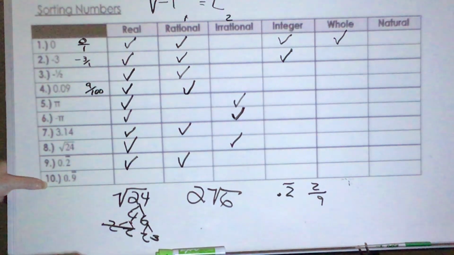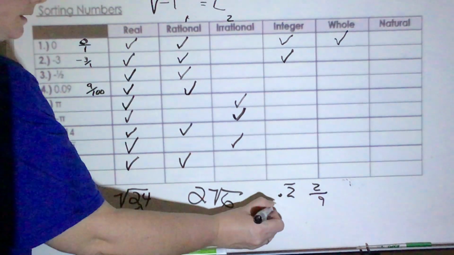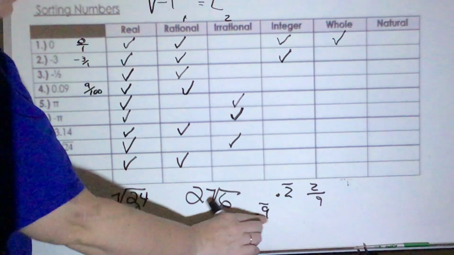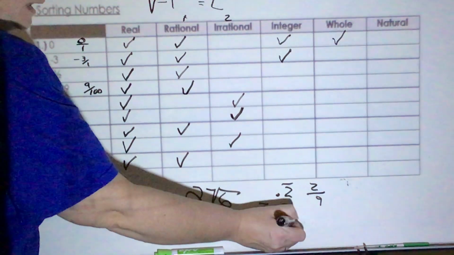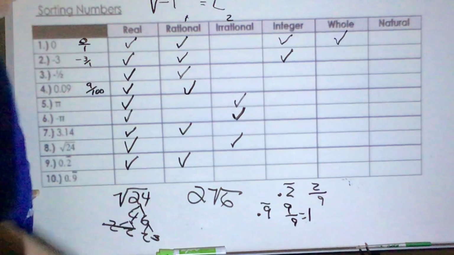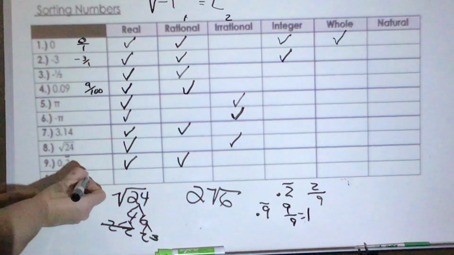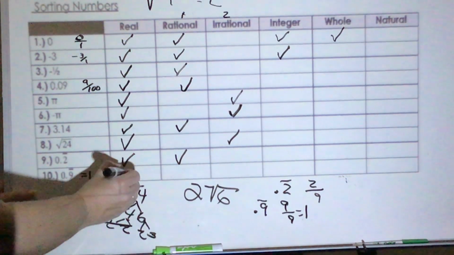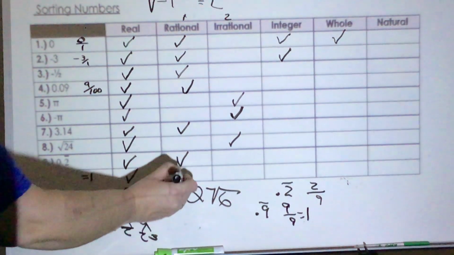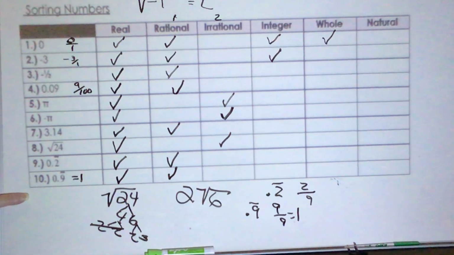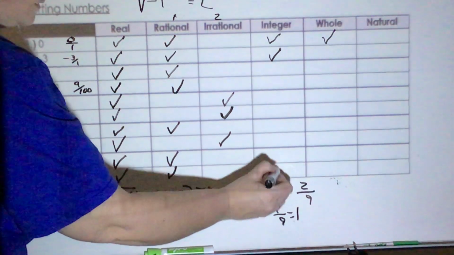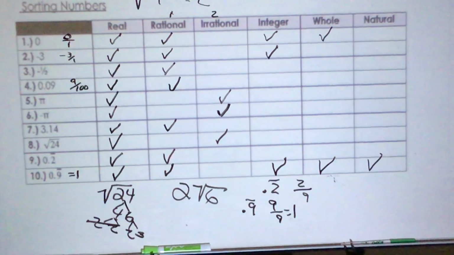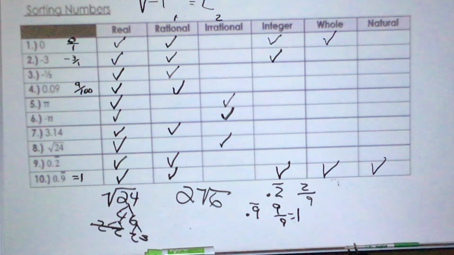And for 10, 10 is 0.9 repeated. And if you watched our TikTok or you remembered last week's lesson, 0.9 repeated is 9 over 9, which is the whole number 1. So this is a trick question. This is actually asking us to classify number 1. It is real. It is rational because we can write it as a fraction. It is an integer. It is a whole number, and it is a counting number or a natural number.